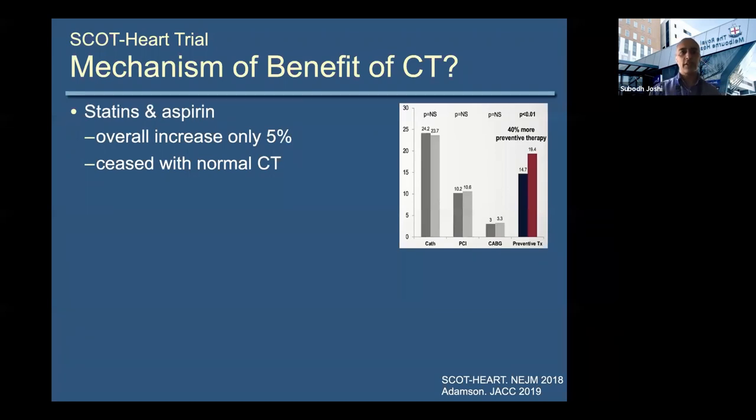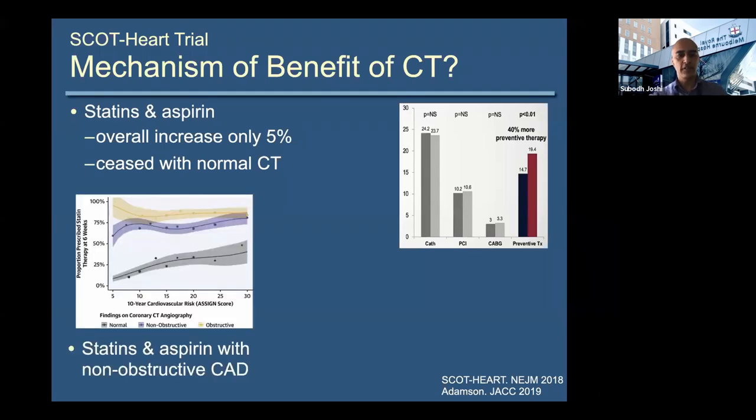But what's really postulated to be the benefit is the change in medical therapy. So overall, looking at it relatively, there was a 40% increase in preventative therapy. But the absolute difference, as you can see, is only really 5%. But I think that probably hides the fact that patients with a completely normal CT often had their statins, for example, stopped. And so those with plaque then had it started. So overall, the net increase in absolute terms was only 5%, but many, many more patients had their therapy changed by the findings on CT.